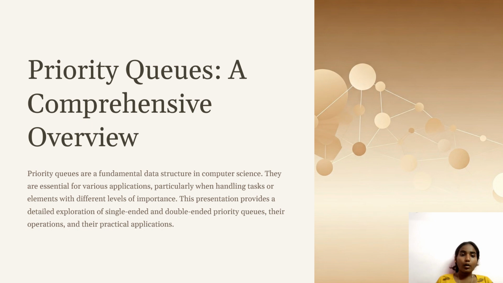Comprehensive overview of priority queues. Priority queues are a fundamental data structure in computer science. They are essential for various applications, particularly when handling tasks or elements with different levels of importance. This presentation provides a detailed exploration of single-ended and double-ended priority queues, their operations, and their practical applications.